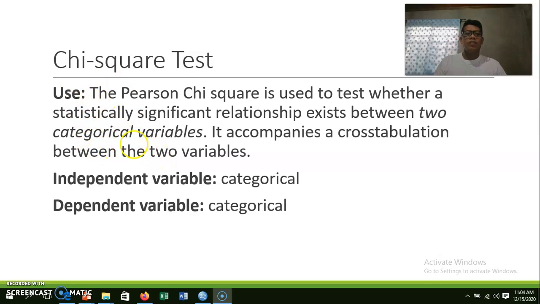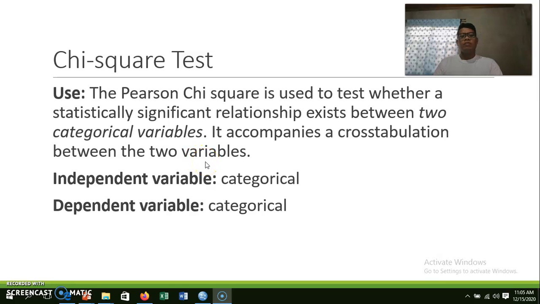Another common statistical test is the chi-square test, or the Pearson chi-square. So when do we use the Pearson chi-square test? It is used to test whether there is a statistically significant relationship between two categorical variables. So it accompanies a cross tabulation between two variables.